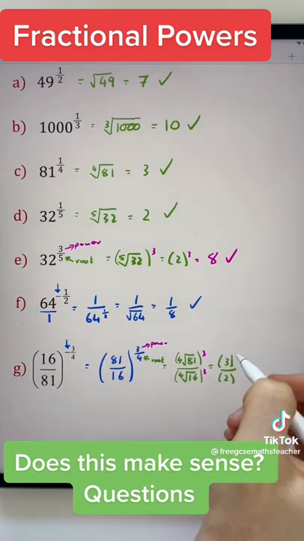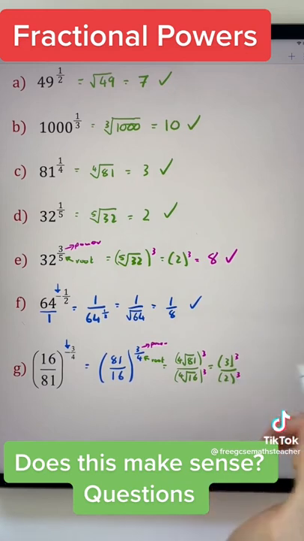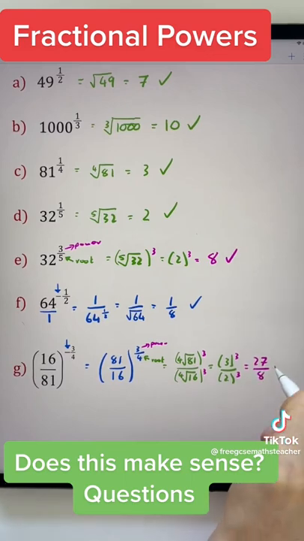And I'm cubing the top and the bottom. Well, 3 cubed, 3 times 3 times 3 gives us 27. And 2 cubed, 2 times 2 times 2 gives us 8. So our final answer is 27 over 8.